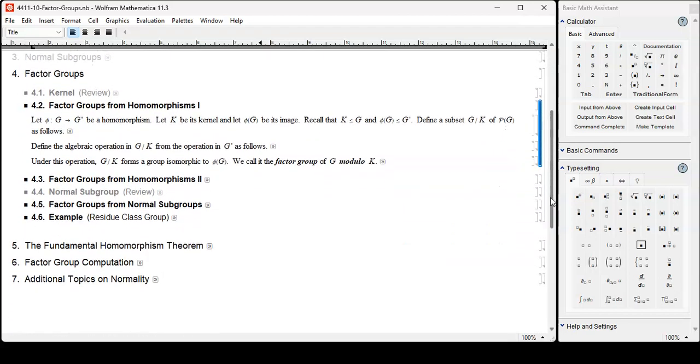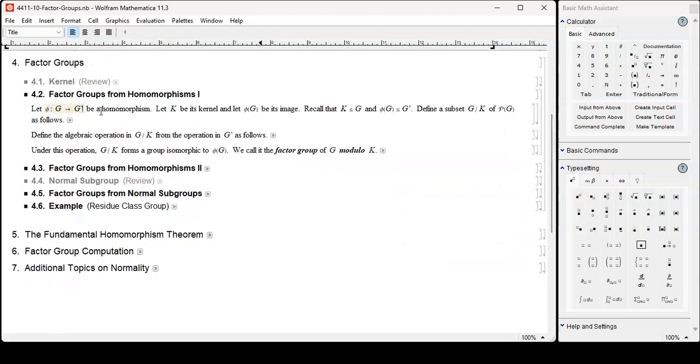In section 4, we studied factor groups in 2 stages. First, a special case, when we started off with a homomorphism and its kernel. And please recall that all kernels are normal, so this is indeed a special case. Under this special case, we can define the factor group G over K, where K is the kernel and G is the starting group. And that happens to be isomorphic to the image phi of G, which is a subgroup of G prime. Remember all that? In this particular case, we call this factor group G over K a factor group of G modulo K.